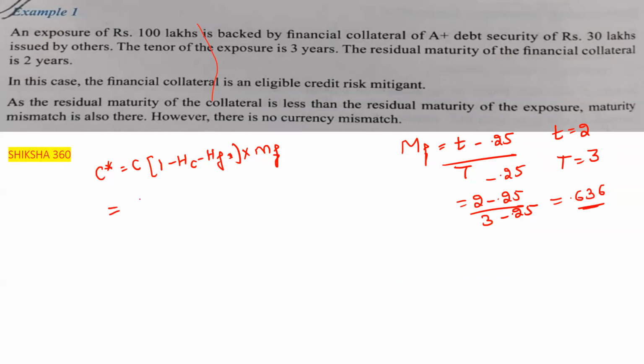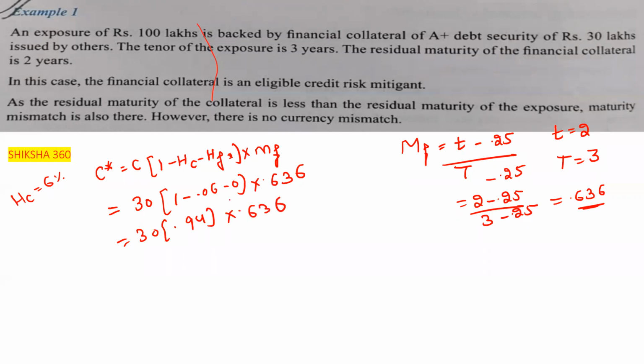So put the value here. C here, that is collateral, is 30 lakh. Write it here: 1 minus HC, that is 6%. We will write here 0.06. HF is equal to 0. So 30 minus 0.94 into 0.636, that is 0.94 into 30 into 0.636, which we will get here 17.9352.